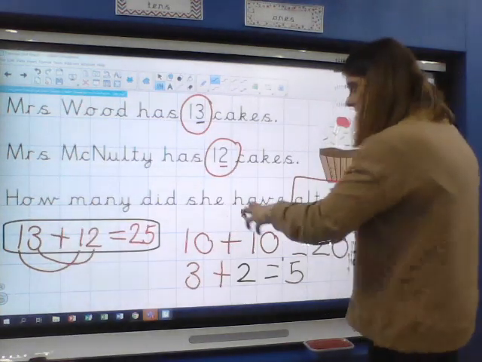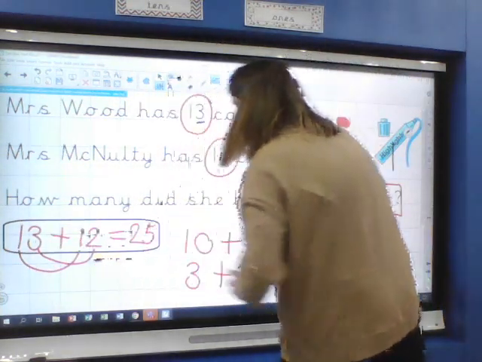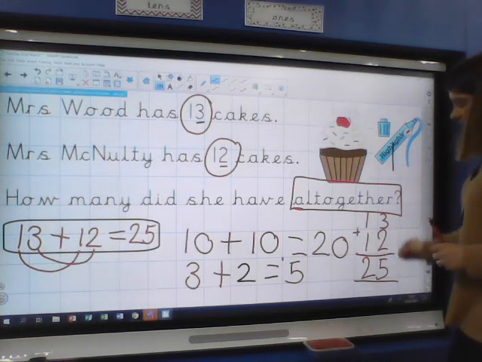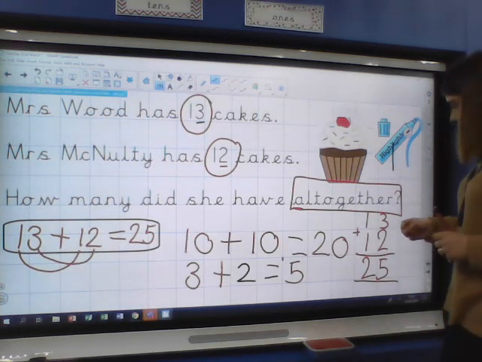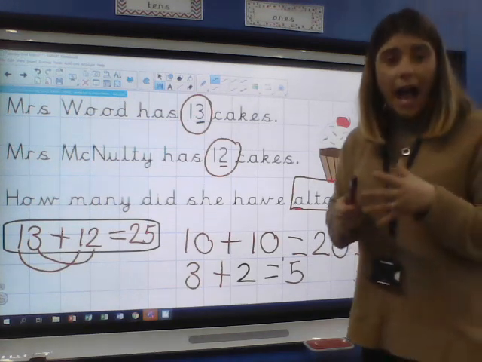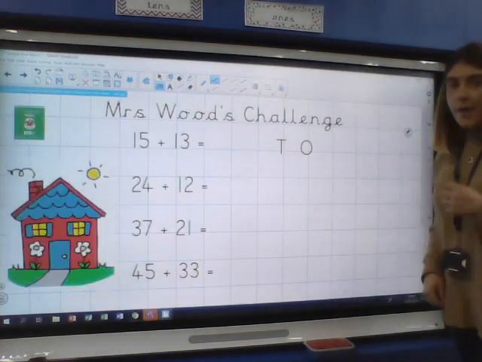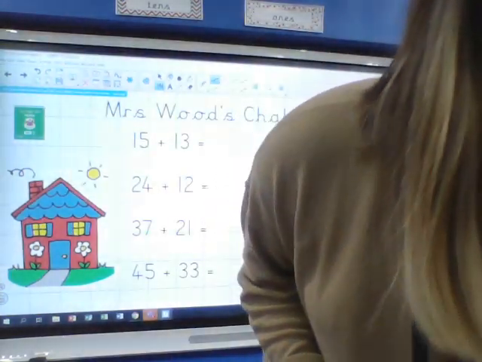So you can choose how you solve that. You can partition it, adding your 10s first and your 1s, or adding 10s and 1s in the column method, still adding your 1s first. So it's up to you how you solve them. Okay, so that should help you with today's problems.